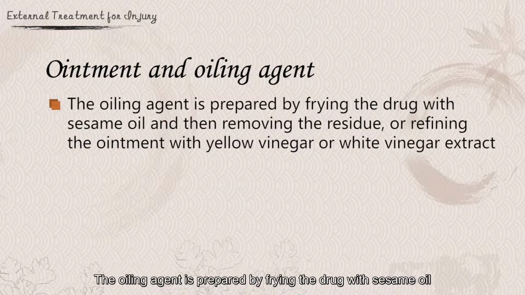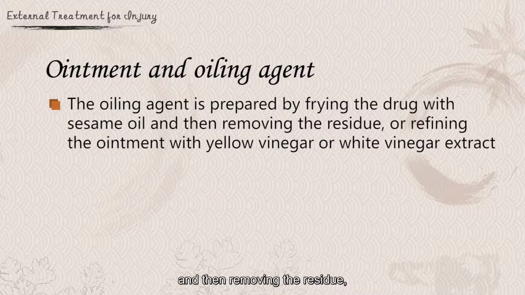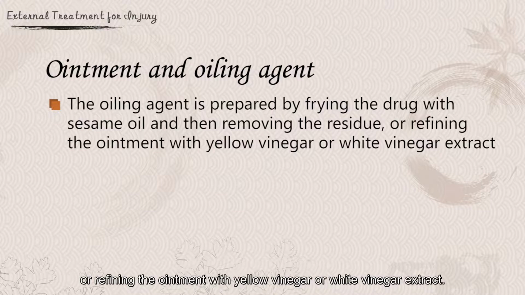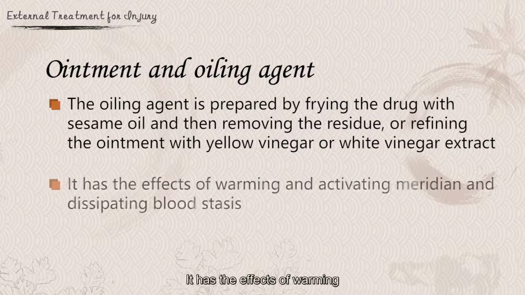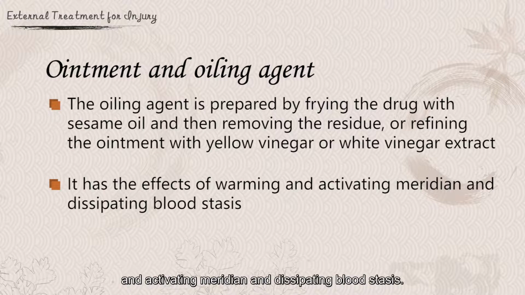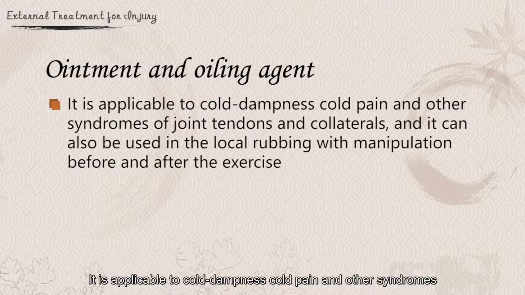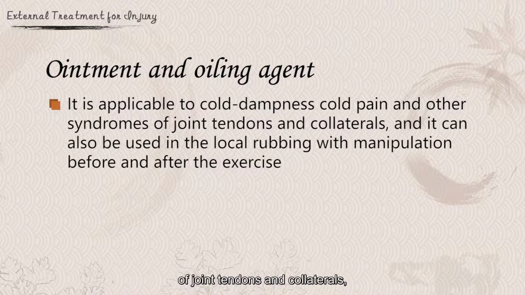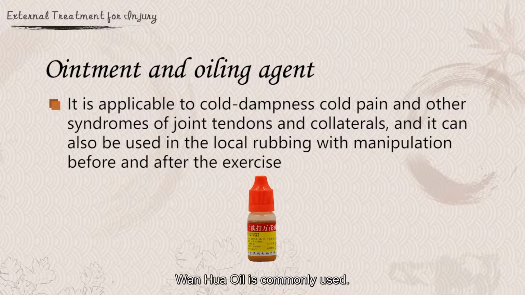The oiling agent is prepared by frying the drug with sesame oil and then removing the residue, or refining the ointment with yellow vinegar or white vinegar extract. It has the effect of warming and activating meridians and dissipating blood stasis. It is applicable to cold dampness, cold pain, and other syndromes of joint tendons and arteries, and it can also be used in the local rubbing with manipulation before and after the exercises. 万花 oil is commonly used.